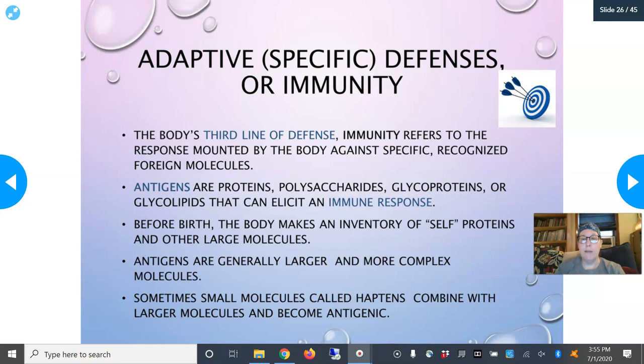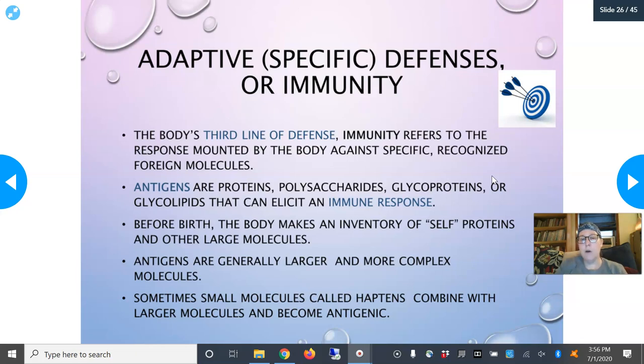Before birth, the body makes an inventory of the self proteins, of what's supposed to be there, right? And other large molecules that are supposed to be there, okay? And then once it knows everything that's supposed to be there, anything that appears that looks foreign, then it may attack and mount an immune response against. So antigens are generally larger and more complex molecules, such as proteins. So proteins are very antigenic.